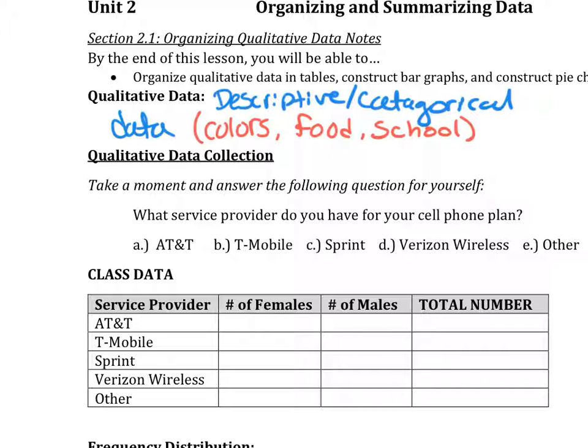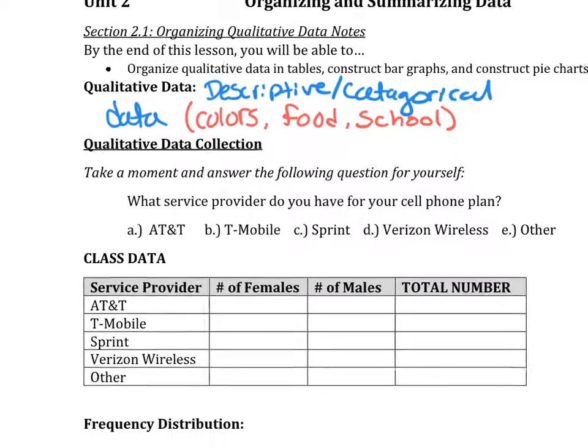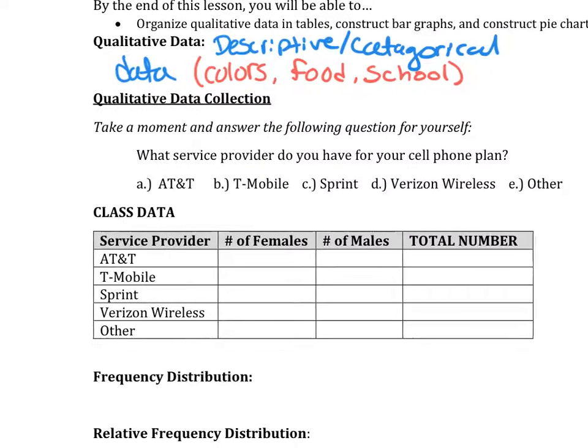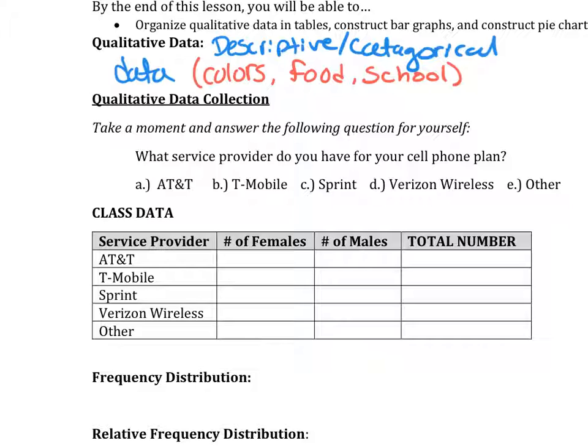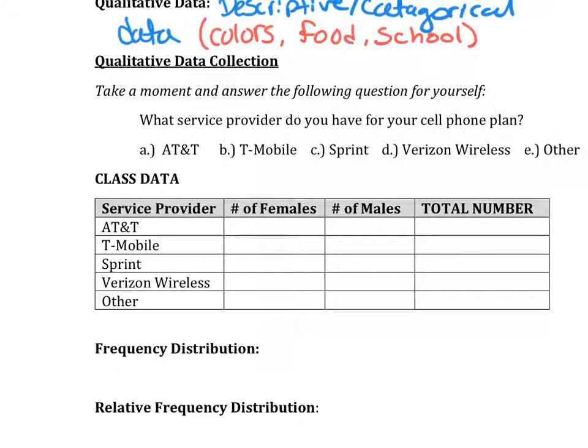So we're going to be collecting some quick data here as a class. So first I need you to take a second and think about who your cell phone service provider is. Choices are AT&T, T-Mobile, Sprint, Verizon, or other. Just take a minute. Think. Okay, so we have our data.